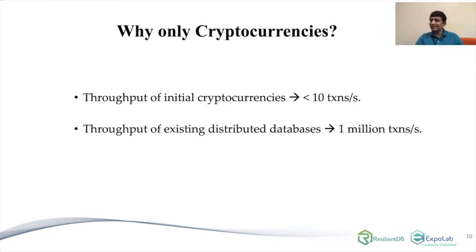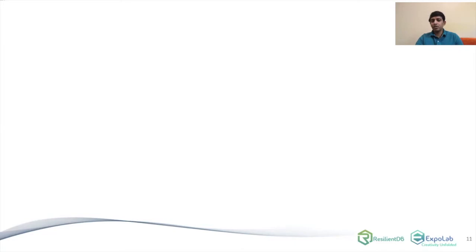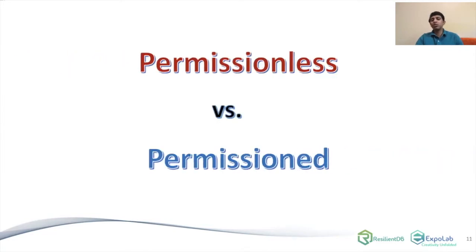And the throughput of existing distributed databases is quite large, which is 1 million transactions per second. And this is the key gap. And for this very reason, blockchain's known applications include cryptocurrency. These cryptocurrencies fall under a set of applications called permissionless applications. So this brings us to a discussion about permissionless and permissioned.